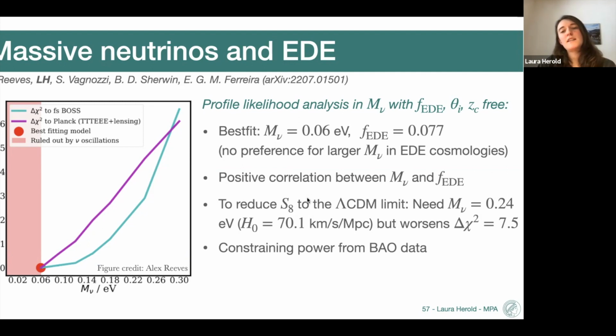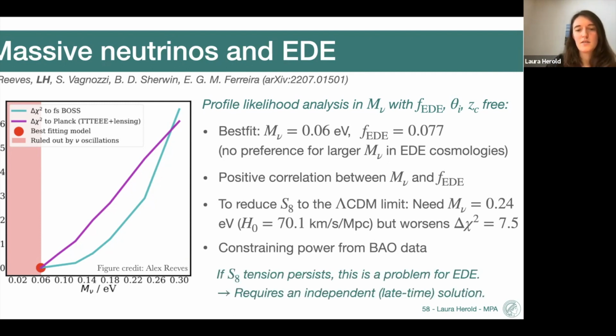However, to reduce the S8 tension only to the lambda CDM limit, so not even to solve the S8 tension, one needs a neutrino mass of 0.24 electron volt. Because of the degeneracy, we get a high H0, but the fit worsens by delta chi-square of 7.5. And then we looked where most of the constraining power comes from, and it's the same as in lambda CDM, as at very high neutrino masses, we found that the constraining power comes from the BAO scale mainly. And yeah, so if the S8 tension persists, this is of course a problem for early dark energy, and one needs to introduce even more exotic physics probably. So it needs an independent late time solution.